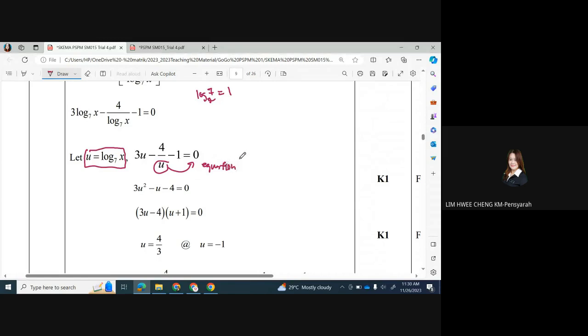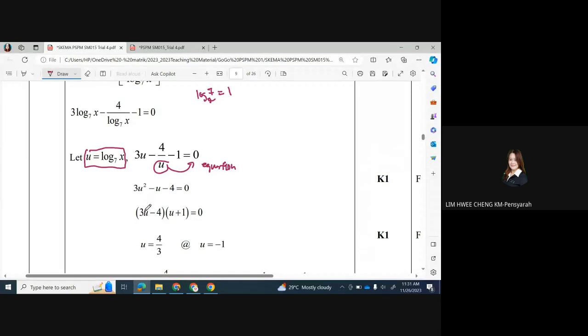Equation tak apa, kita boleh bring. Infinity kita tak boleh, sebab infinity bila kita bring, kita tak tahu dia positif ke negatif, so dia tak boleh di equalize, maksudnya ini tak boleh cross multiply. Kalau equation tak apa. This is equation.